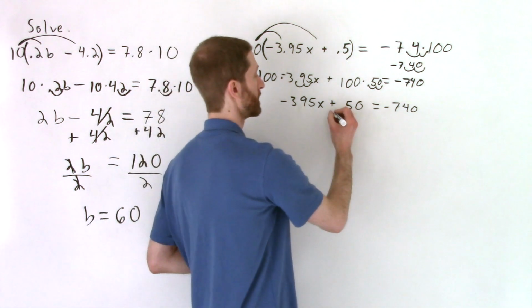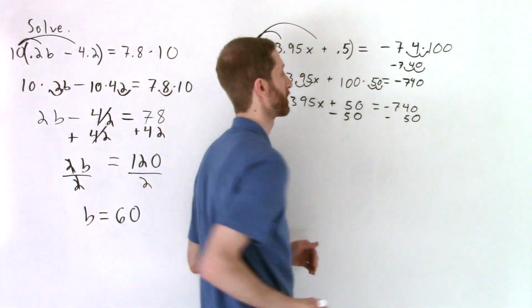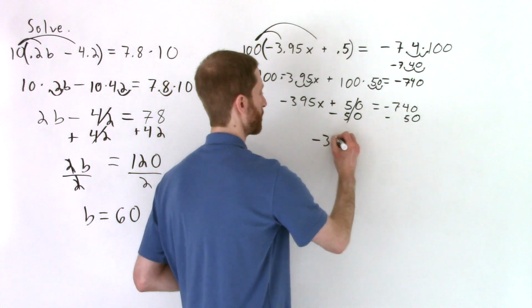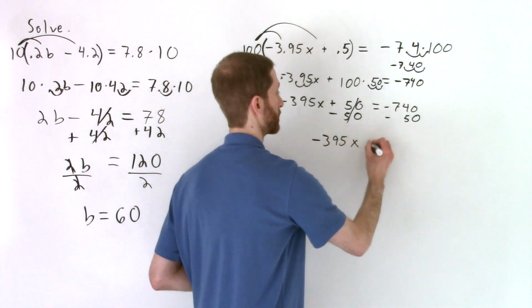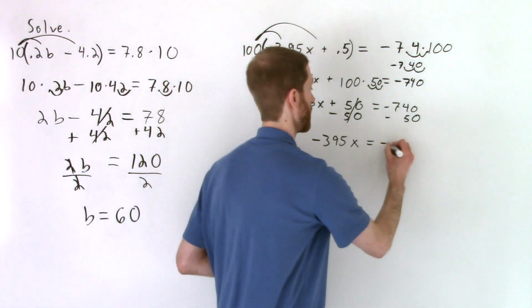I'm going to undo the addition by subtracting 50. We see that the plus 50 and minus 50 cancel. That leaves us with negative 395x. And that's equal to negative 740 minus 50, which is negative 790.